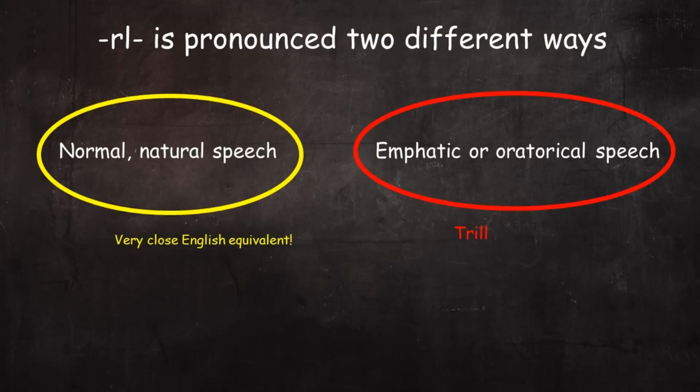It's important to understand that of these two ways of pronouncing the RL cluster, you don't just get to pick which one you prefer, eeny, meeny, miny, mo. You do need to use them in the appropriate circumstances or it'll sound weird. When speaking normally and naturally, you should pronounce it in the way we described in the beginning, and you should only pronounce it with a trilled R when speaking emphatically.